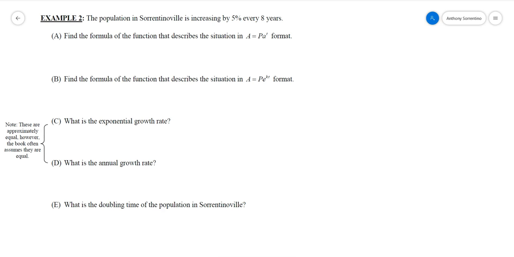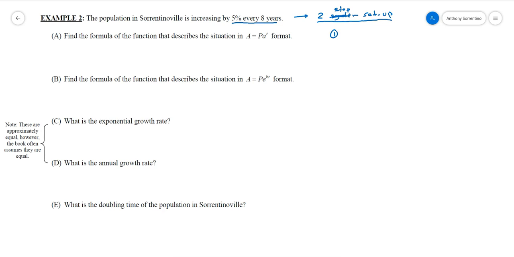Now, I was looking at example 2 here. Keep in mind that a lot of the problems you're going to be given are going to say 5% per year, 5% per day, 5% per month, whatever. Whereas this is saying 5% every 8 years. When you have situations like this where it's not a percentage per one single unit, you're going to have to use a two-step setup, which means it's going to take you 2 steps to get the problem done right.